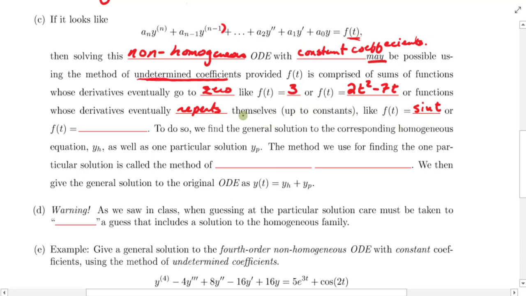So that's a derivative that repeats itself, or maybe something even more complicated like e to the 2t plus t squared times the cosine of t. That's a sequence of functions, and when you take successive derivatives, you'd have all possible derivatives listed, and they'd be repeating themselves. And so you could use this method of undetermined coefficients on them. So again, that method is called the method of undetermined coefficients.